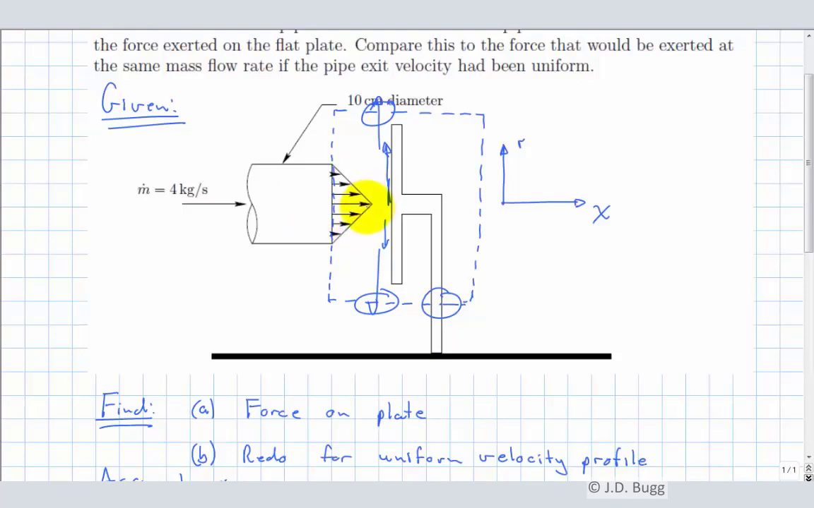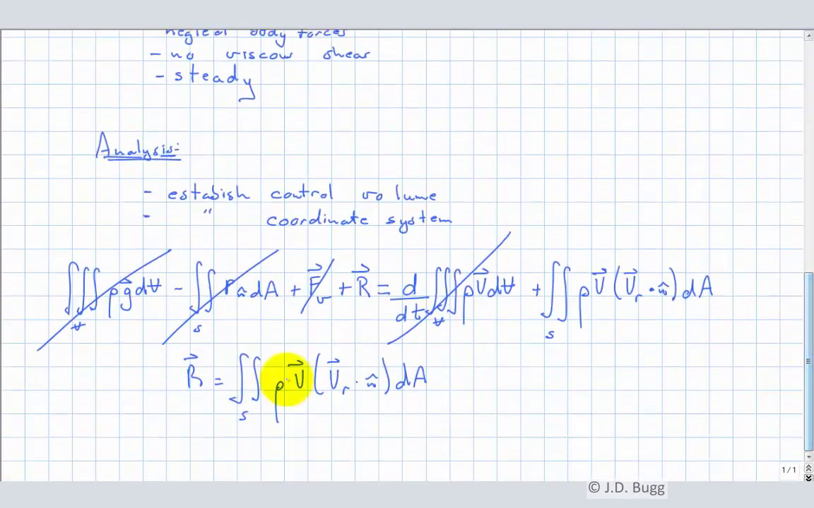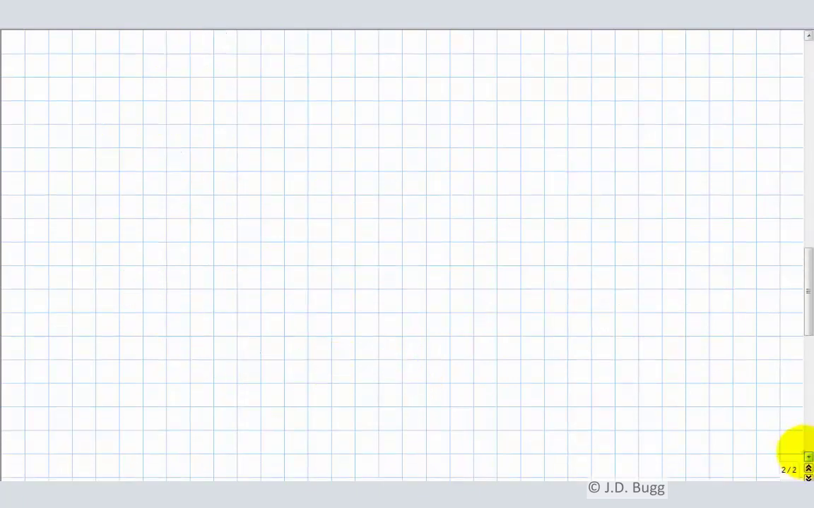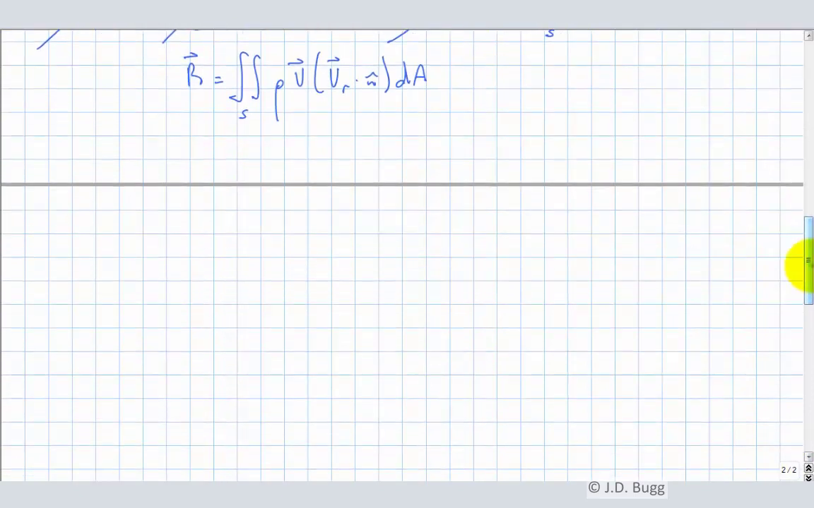Now what we need before we can proceed much further here is an equation that tells us how the velocity here varies with position, and in particular how it varies with our radial coordinate. So that's the next thing we're going to do. So that we can evaluate this integral, we need to know how the velocity varies with position at that inlet. So let's take a look at that. We need the velocity as a function of r.